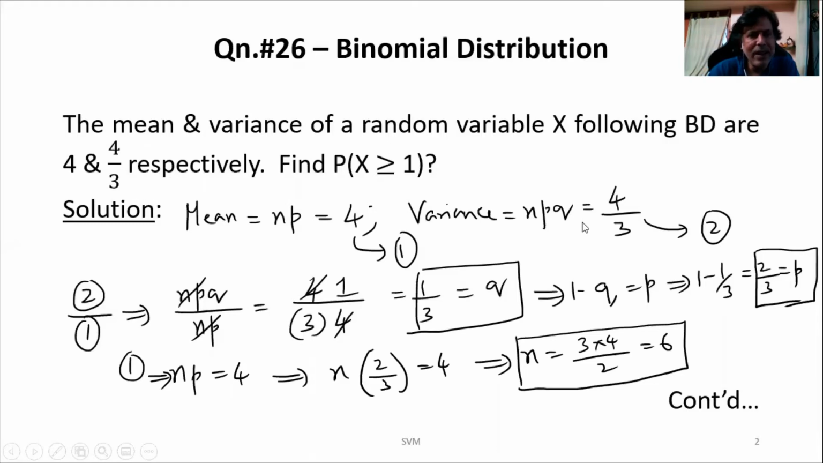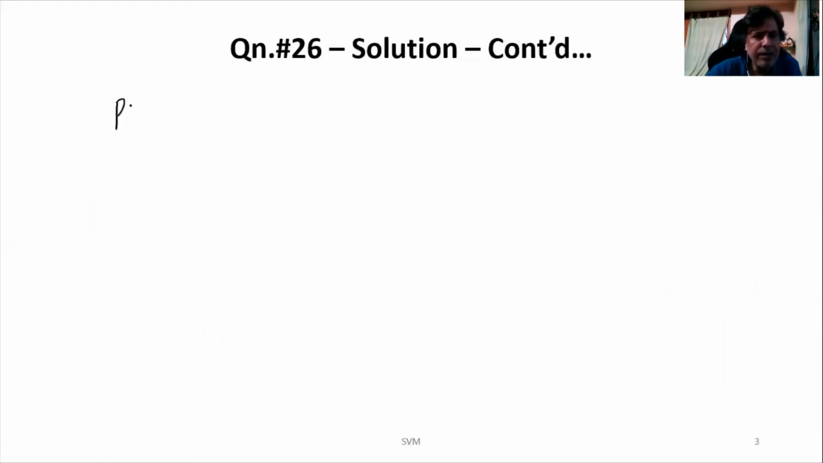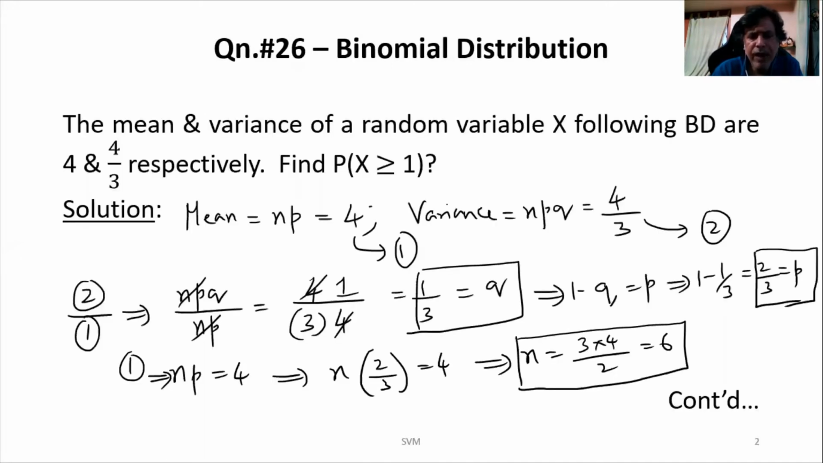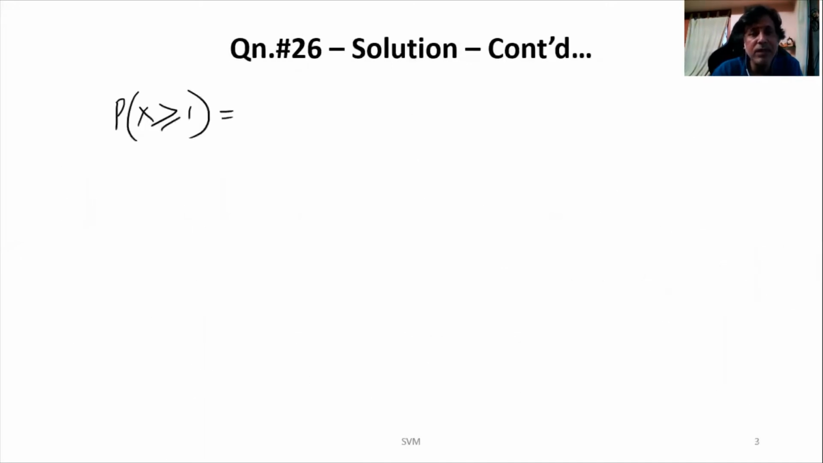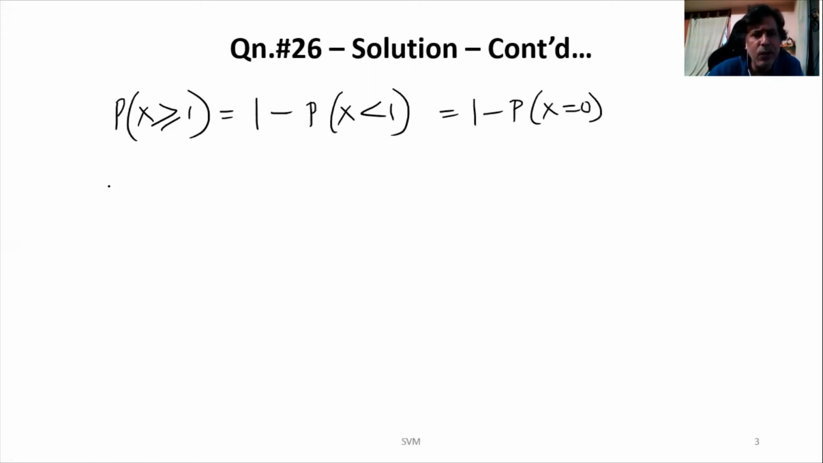Let us do that in the next slide. Probability of x greater than or equal to 1. If I have to do this directly, then I have to consider 1, 2, 3, 4, 5, 6. Why? Because n is up to 6. So instead we can do the complement of it, 1 minus the probability of x less than 1. The opposite of greater than or equal to 1 will be less than 1. Since it is less than 1, here 1 is not included. That means I can rewrite this as 1 minus the probability of x equal to 0, because that is the only thing which is less than 1.